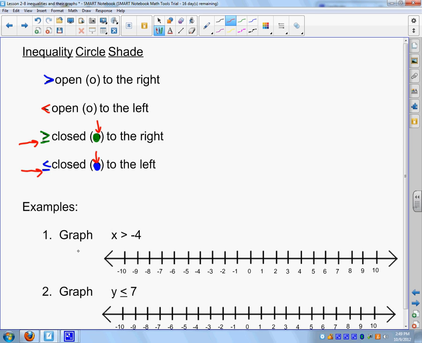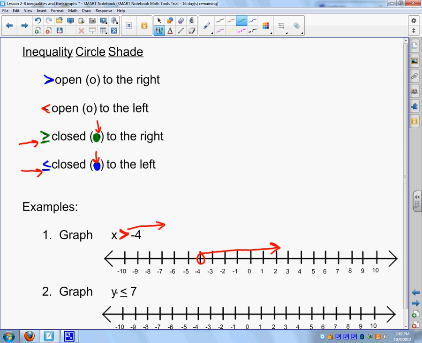So here's an example. They're going to ask you to graph x is greater than or equal to -4. So you go to -4 on your number line and you make a circle. Now you think, okay, is it open or closed? Well, this is open because there's no extra line, no extra fill. And it is going to be shaded this way because my sign is a greater than sign and it points in that direction. The sign kind of tells you which way it points if the letter comes first.